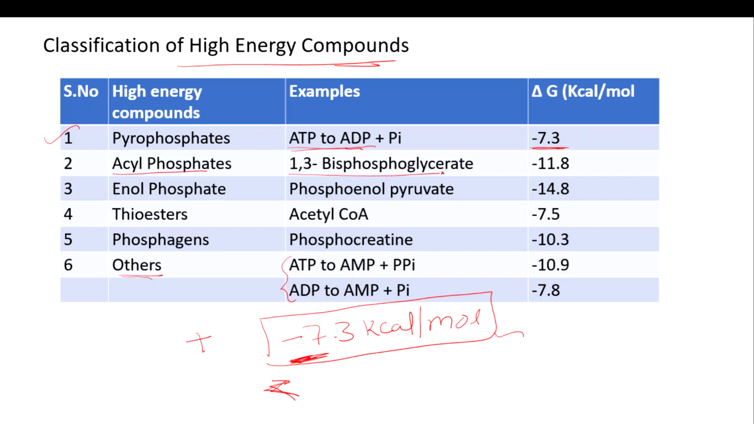Acyl phosphates: 1,3-bisphosphoglycerate will yield minus 11.8. Enol phosphate: phosphoenol pyruvate, minus 14.8. Thioesters: acetyl CoA, minus 7.5. These are examples and this is the classification. Phosphagens: phosphocreatine, minus 10.3. So under this, enol phosphates produce more energy. The example for enol phosphates is phosphoenol pyruvate, which gives more energy, minus 14.8.